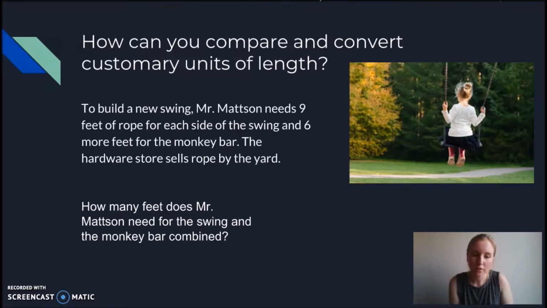Now that we know that, we can find how many feet Mr. Matson needs for the swing and the monkey bar combined. So we found out for the swing, for those 2 ropes, he needs 18 feet of rope, and then he needs another 6 feet for the monkey bar. So we're going to add 18 plus 6, which equals 24.